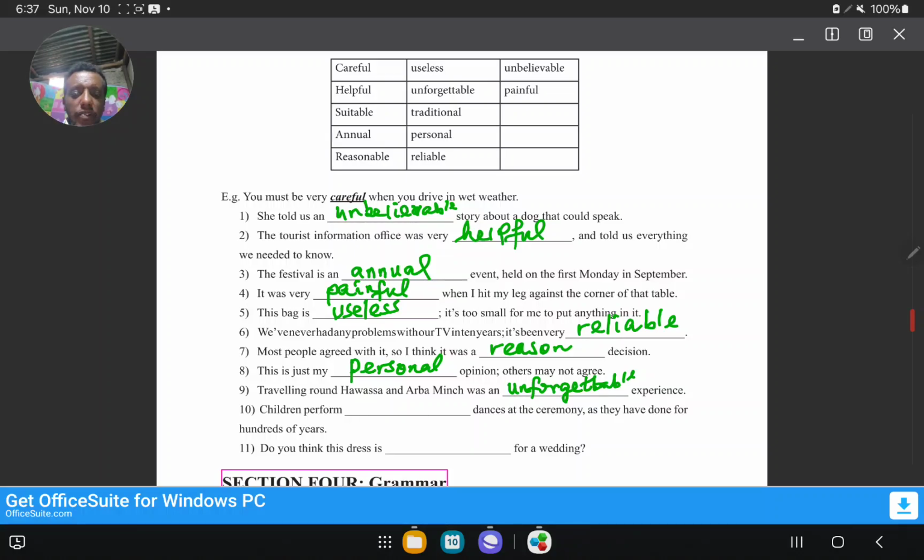Children perform dances at the ceremony as they have done for 100 years. And the last one, do you think this dress is done for a wedding? Suitable. Yeah. This is the right answer.